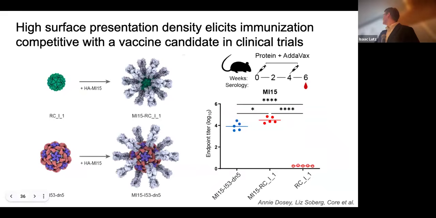Cool. And so this also translates to in vivo. What we showed here is that if you put the influenza HA on the surface and compare it to one of the ones from the King lab in clinical trials, you can actually get more potent vaccination or immune activation using this higher surface presentation density as a result of these out of distribution capsids.